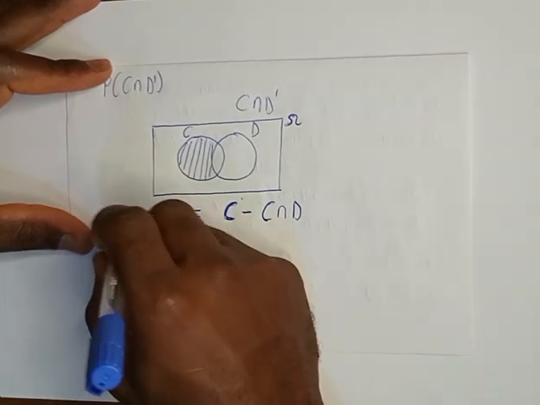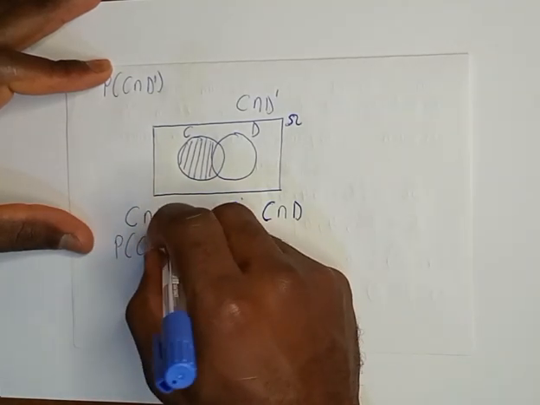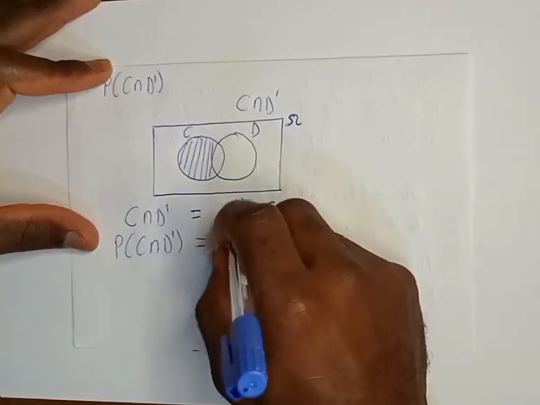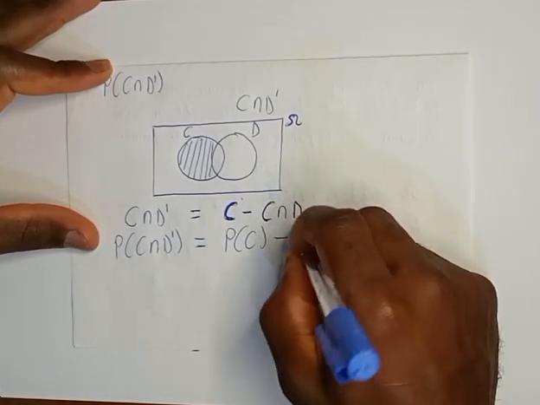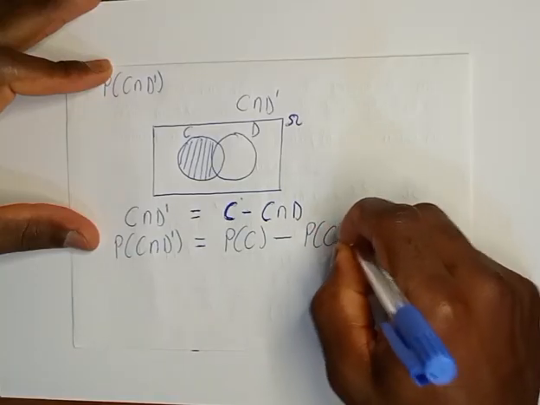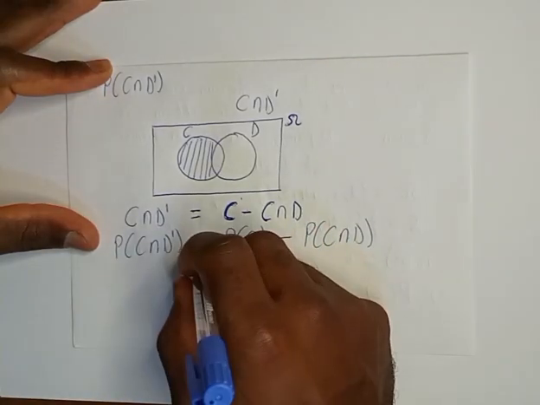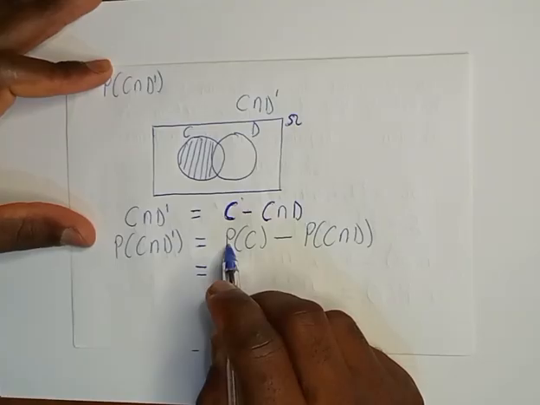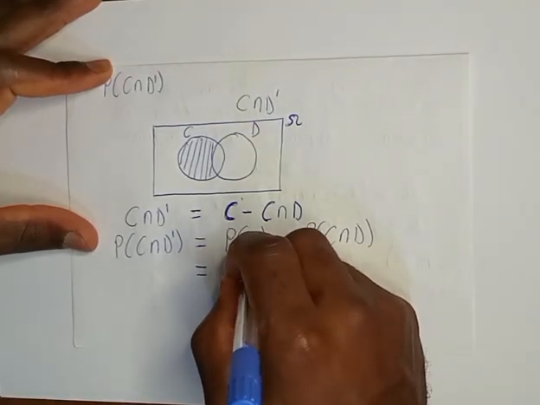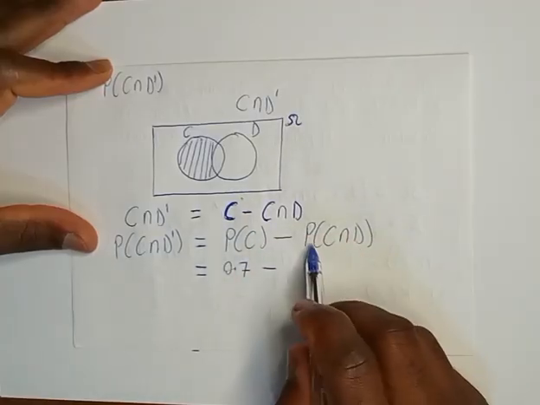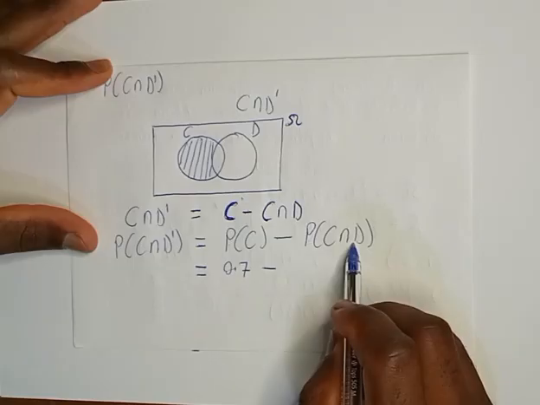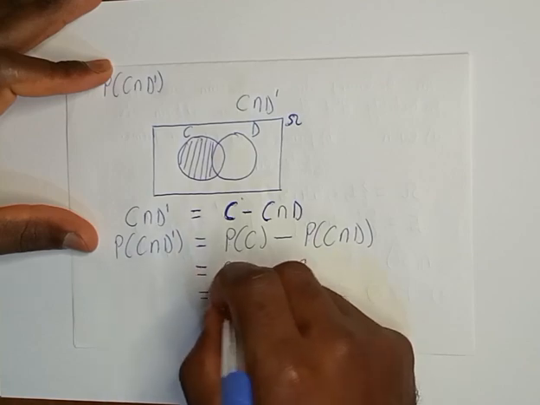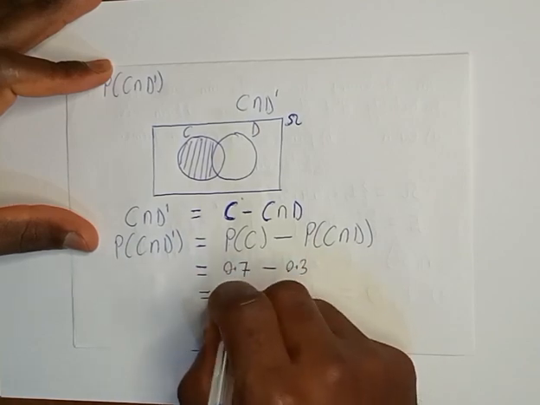It simply means if we take the probability of C intersection D prime, it will simply be equal to the probability of C minus the probability of C intersection D. And this will be equal to, the probability of C is 0.7 from the question minus the probability of C intersection D from the question, it is 0.3. And this will simply be equal to 0.4.